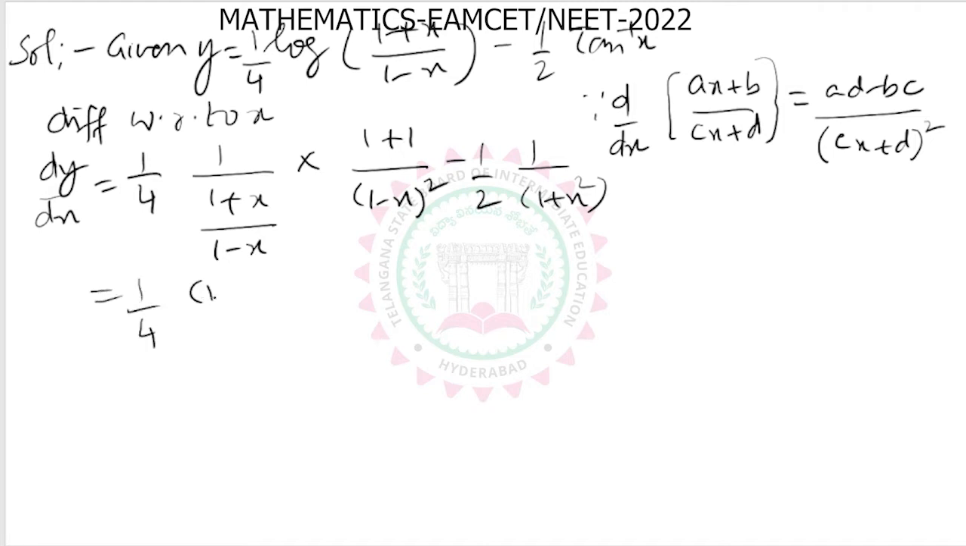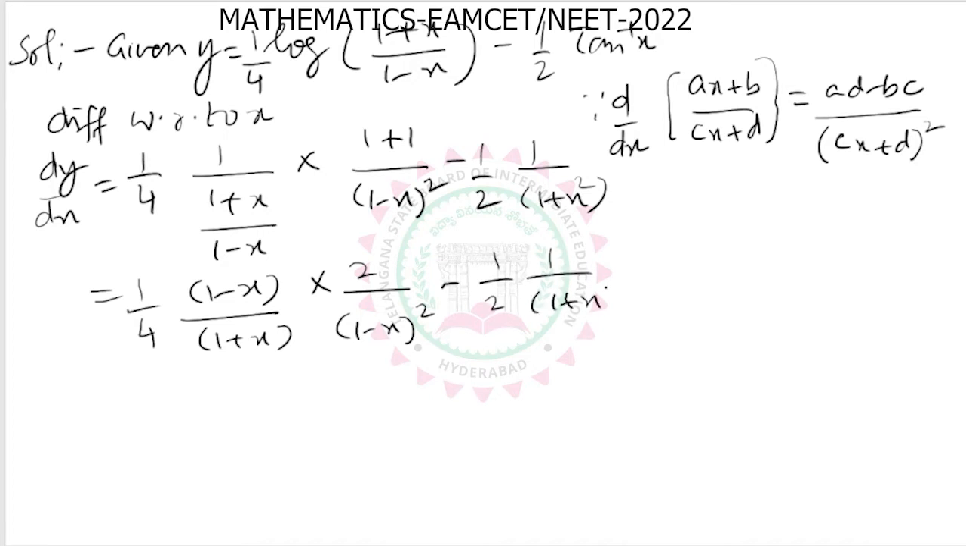This will be inverted and goes to the numerator, it becomes 1 minus x by 1 plus x into this 1 plus 1 is 2, 2 by 1 minus x whole square, minus 1 by 2, 1 by 1 plus x square. Now you see that this 1 minus x, 1 minus x power cancel. So which gives me 1 minus x into 1 plus x is 1 minus x whole square, 1 minus x square, a plus b into a minus b, a square minus b square. What is this? 1 plus x square.